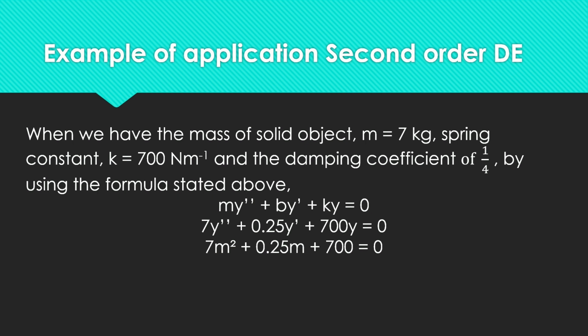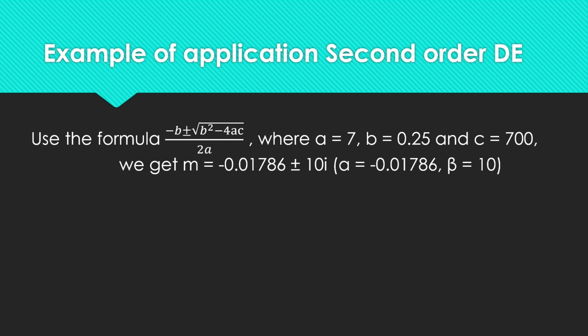This gives the second equation shown here. The third equation is the characteristic equation of the second equation. By using the formula negative b plus minus square root of b squared minus 4ac over 2a, where the value of a is 7, b is 0.25, and c is 700, we can then solve for the values of n, or obtain the roots of the equation.